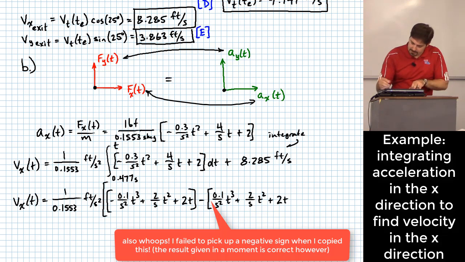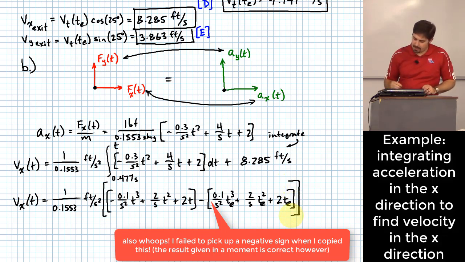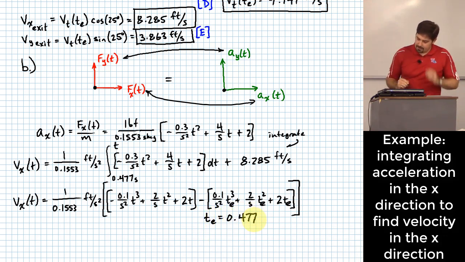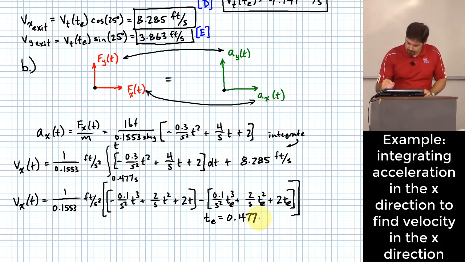Okay, so the t's that I have here, I'm going to put a little sub e on each one of them. And keep in mind that t sub e was equal to 0.477 seconds. All right, and I then don't want to forget that I have added 8.285 feet per second.